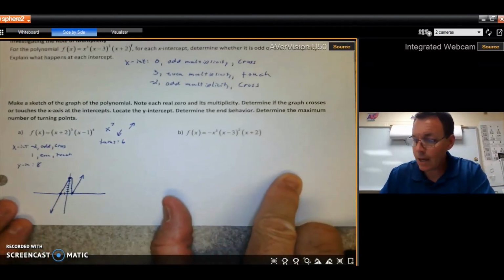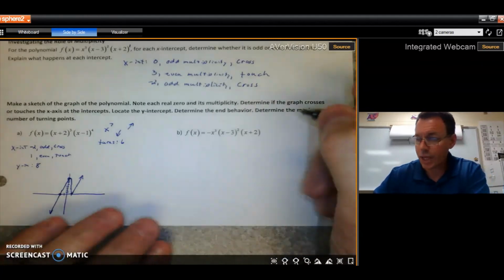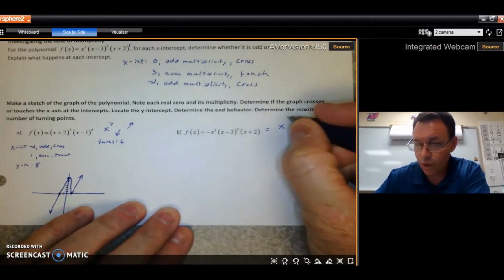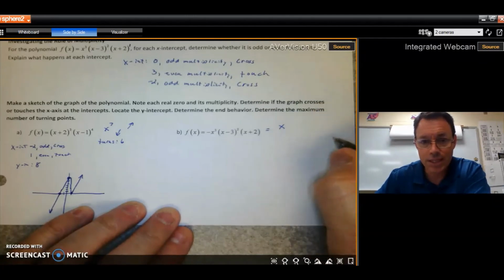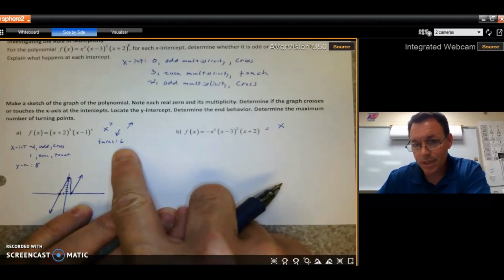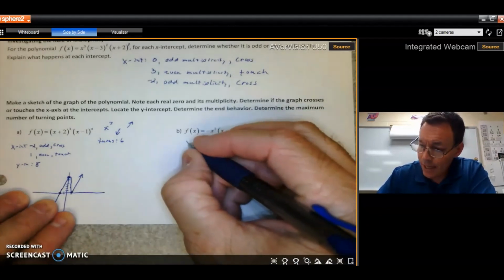Okay? B. Why don't you see what you can do with B? So again, figure out the overall degree of what this thing would be, x to the what power, because that's going to tell you what the ends should do. You could figure out what's the maximum. Notice this did not turn 6 times. It only turned twice.